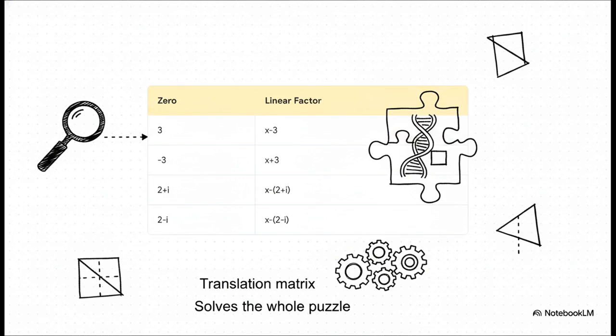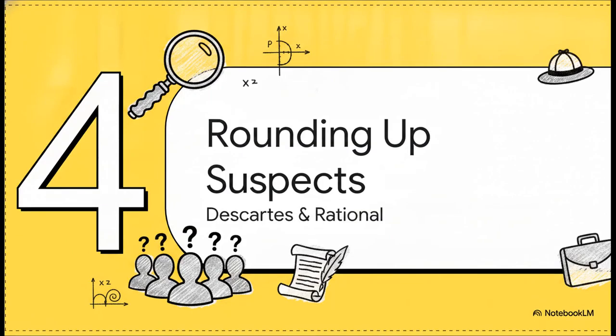Notice how identifying a zero immediately gives us a vital piece of the polynomial's genetic makeup? It gets us one step closer to solving the whole puzzle. Okay, phase 4. Rounding up the suspects using Descartes and rational zeros.